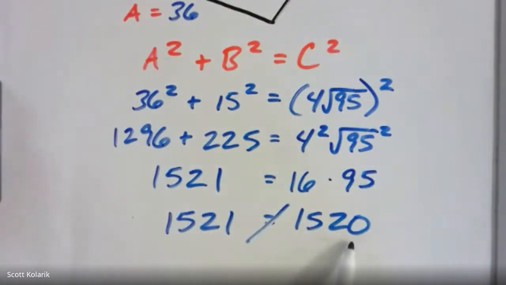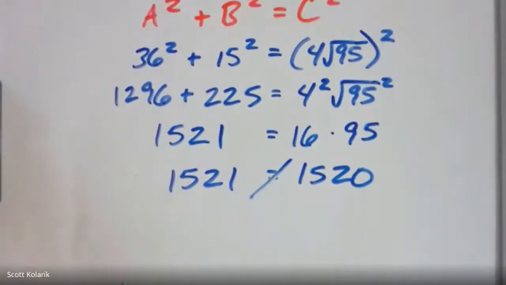So what does this mean? It means that a squared plus b squared does not equal c squared. That doesn't mean that this triangle doesn't exist. It just simply means that it is what we call not a right triangle.